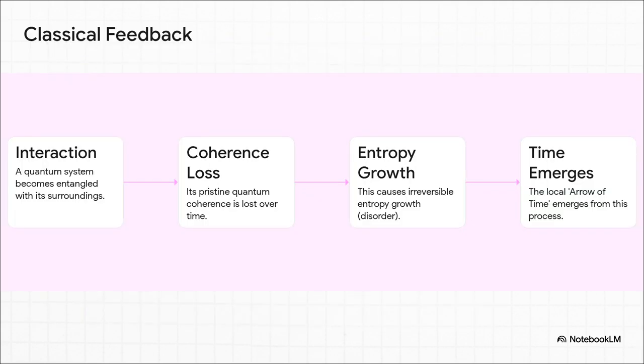So here's how that engine actually works. It all starts when a system interacts with its environment. That interaction causes it to lose its quantum coherence. This then kicks off what's called irreversible entropy growth. Basically, things get more and more disordered. And out of all that mess, the one-way street we call the arrow of time just appears. And get this, according to this theory, time isn't even fundamental to the universe. It's just a local side effect of this feedback loop.